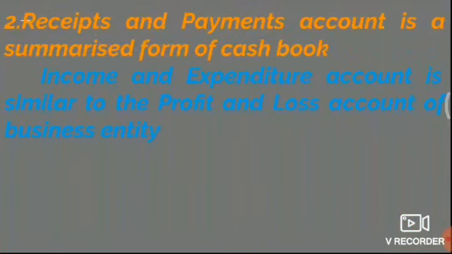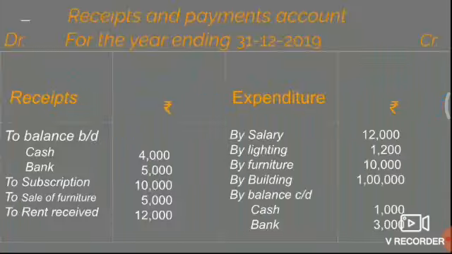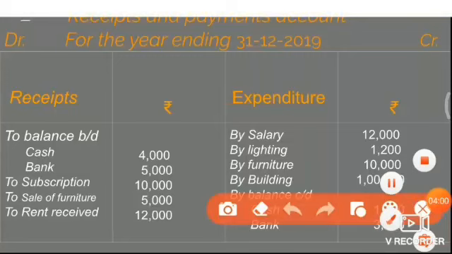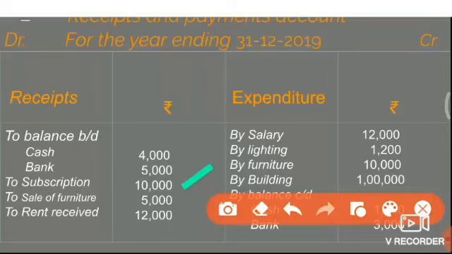The second point of difference between a receipts and payments account and an income and expenditure account is that receipts and payments account is a summarized form of cash book, and income and expenditure account is similar to the profit and loss account of a business entity. So let us see with an example here. Now, if you see this receipts and payments account, you will find that the total receipts of cash are shown on the debit side. For example, the total subscription received during the year is 10,000 rupees. Then the total sale of furniture is 5,000 rupees. Then the total rent received during the year 2019 is 12,000 rupees in cash.